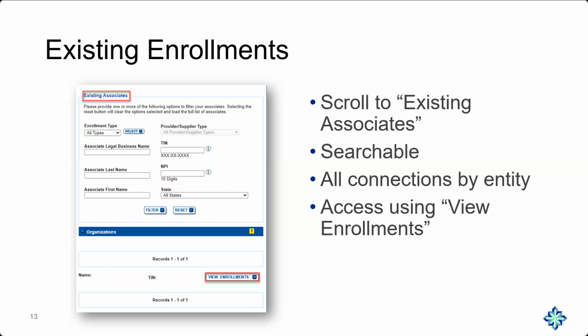This is going to be important if you're starting a change or a reassignment or a deactivation, and we'll talk about that in just a minute. But underneath the organizations or individuals, depending what you have access to, there's going to be a button that allows you to look at the enrollments. You're just going to see the name and the tax IDs out here. You have to go into that view enrollment in order to see that information.